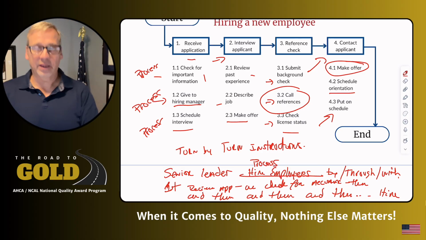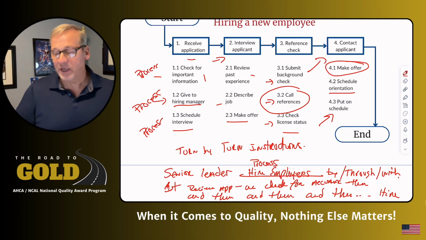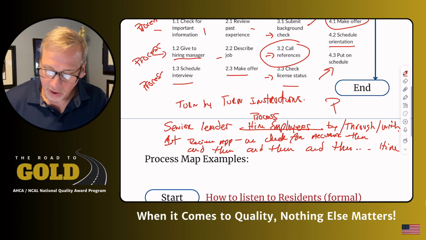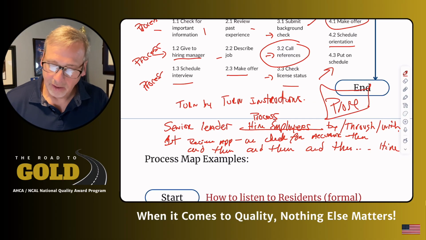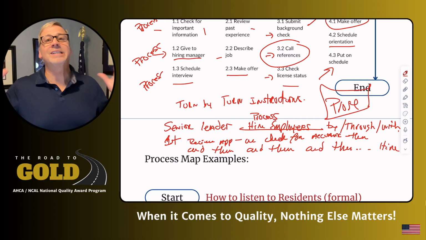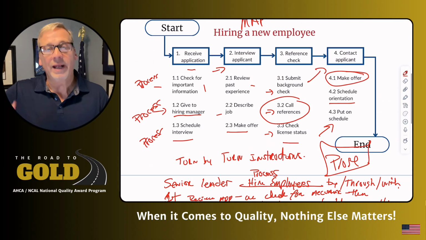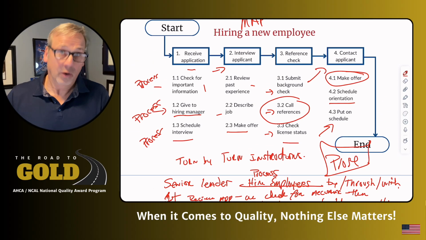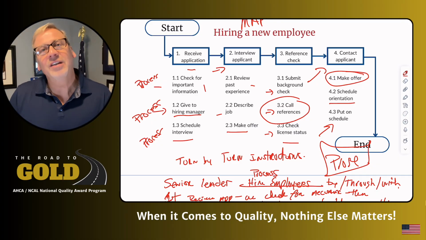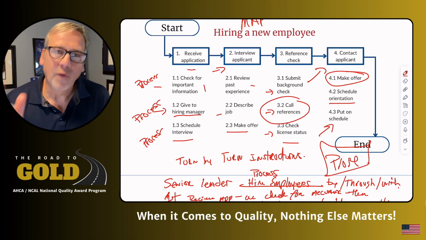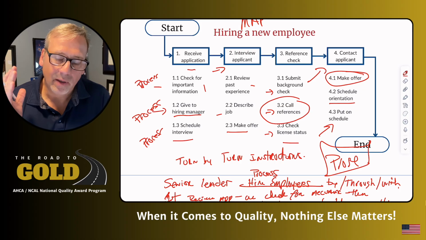I just took the process map and put it in what we call, in the quality award genre, prose. We put it in sentence format, which is what we want. And not only do we want it in sentence format for the quality award program, but you want it in sentence format for your in-services.